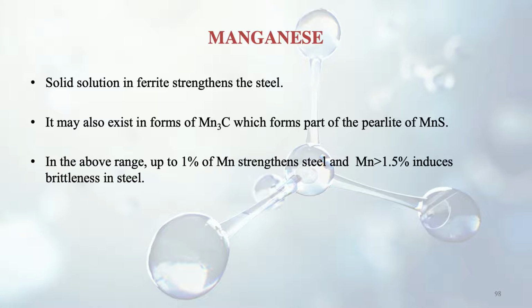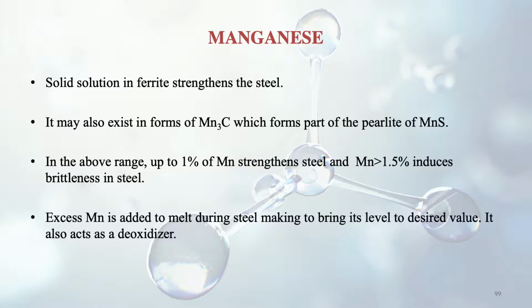In the above range, up to 1% of manganese strengthens steel, and manganese more than 1.5% induces brittleness in steel. So it is given that if it is up to 1%, it will strengthen the steel, and if it is more than 1.5%, it will induce brittleness. So this small range is there only if we want betterment or any kind of change. Excess manganese is added to the melt during the steel making process to bring its level to the desired value. It also acts as a deoxidizer.